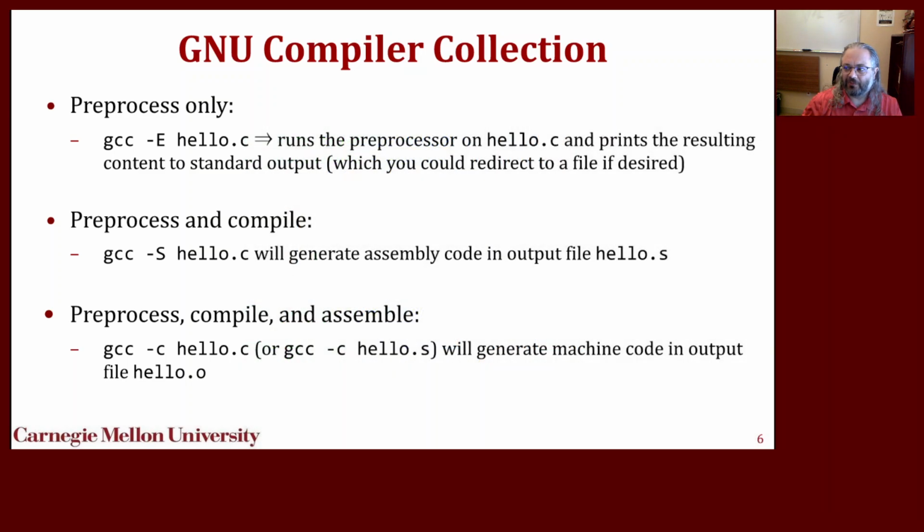Now, if we want to go one step farther, we could actually run the first, second, and third steps. We could preprocess, compile, and assemble to generate the machine code. And we can do that essentially in two different ways. We can either give GCC our original C code, or we can give it the assembly code because we've already done the preprocess and compile steps to create hello.s. Either of these two commands will give us essentially the exact same output using the -c flag, which is simply saying create the machine code.